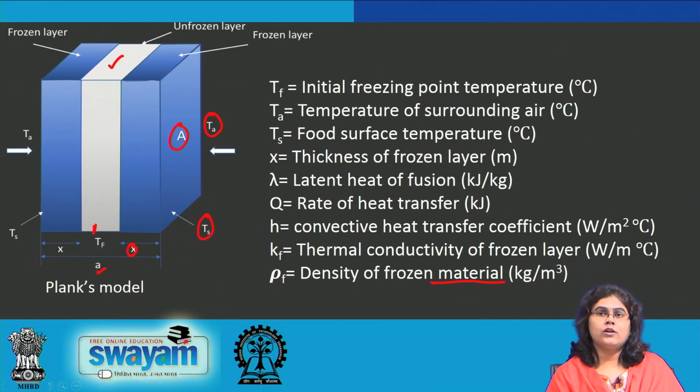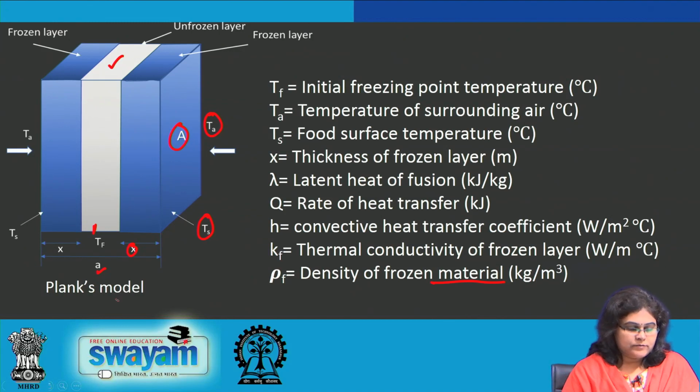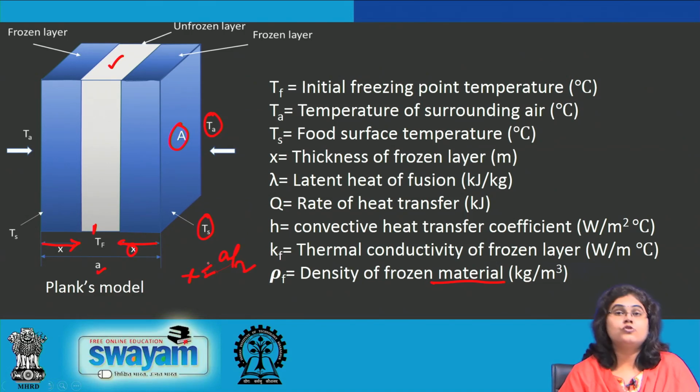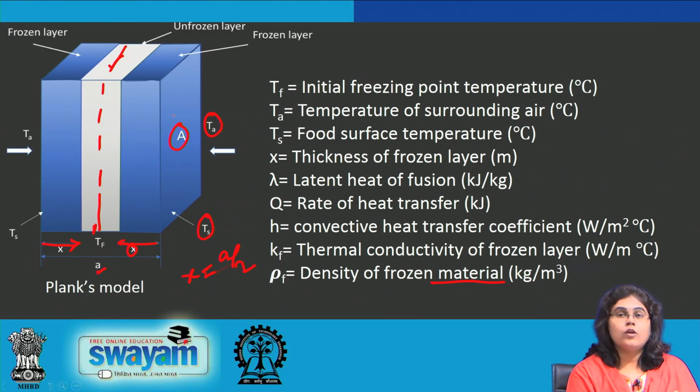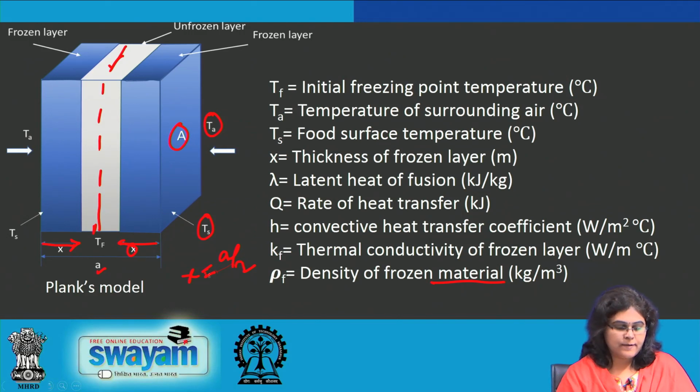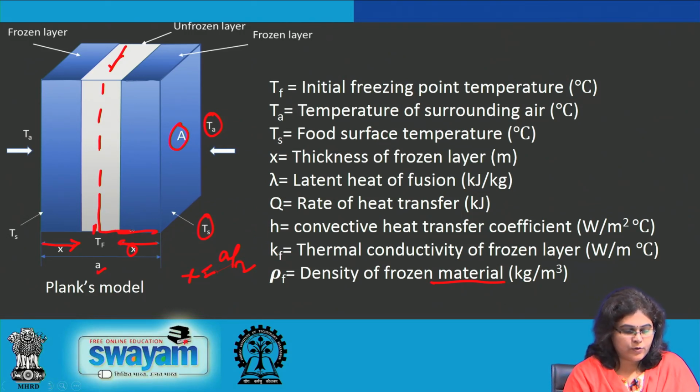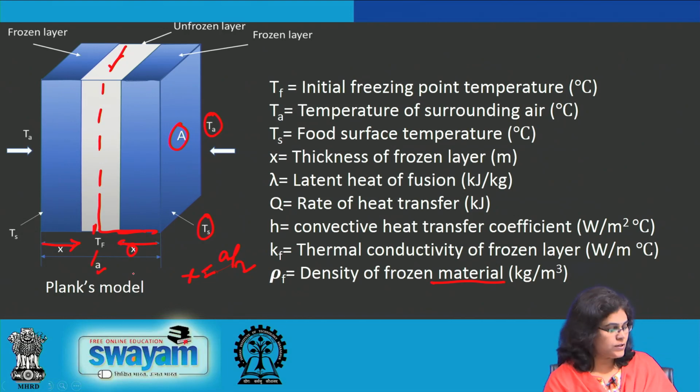So, this freezing process will continue unless and until this thickness x will be equal to a by 2. That means, both the frozen layers will come to the center, so that the whole food block will be frozen. So, in that case this x will be a by 2. So, this is the condition when we can say that the freezing process is complete.